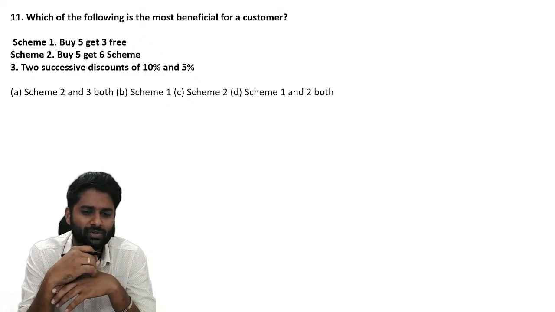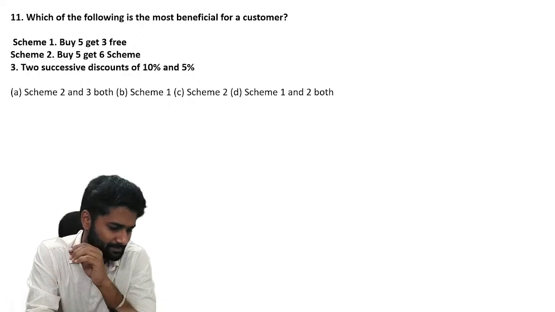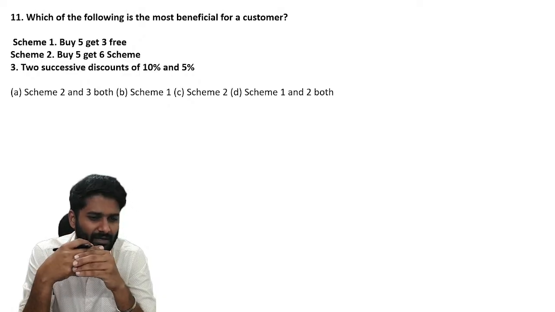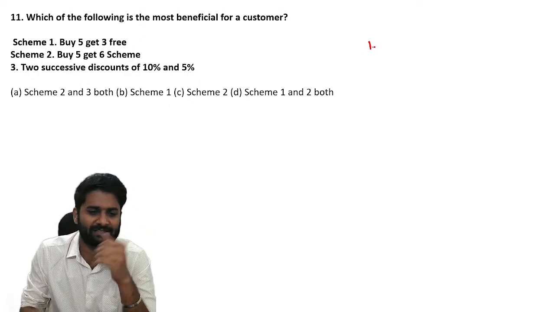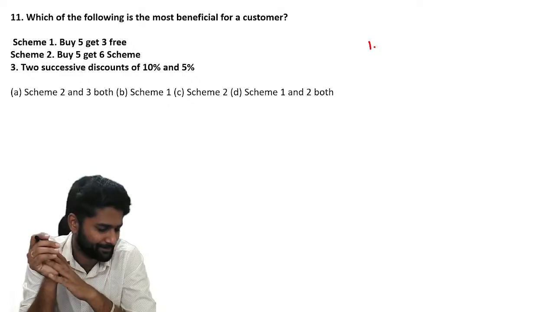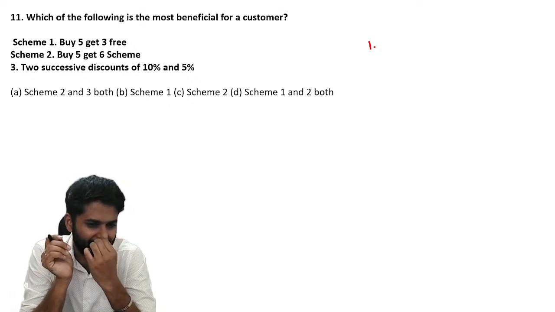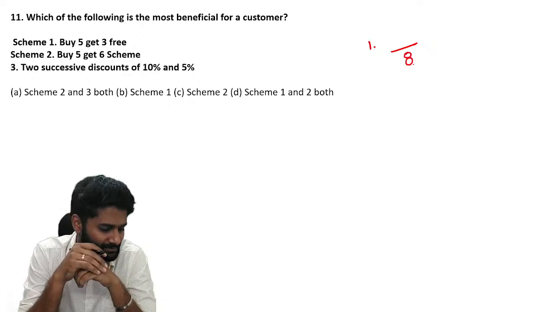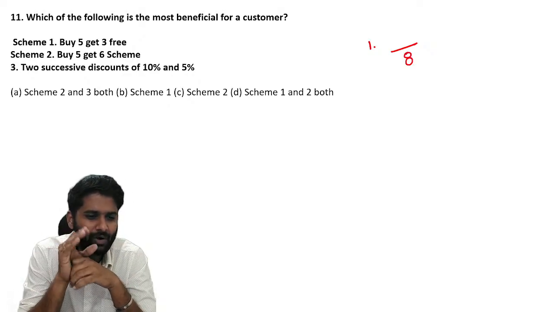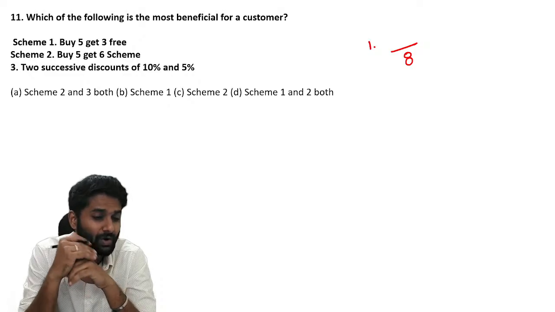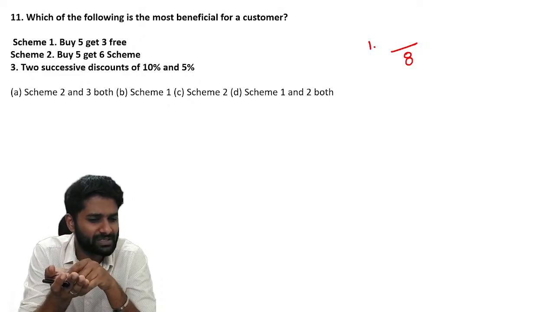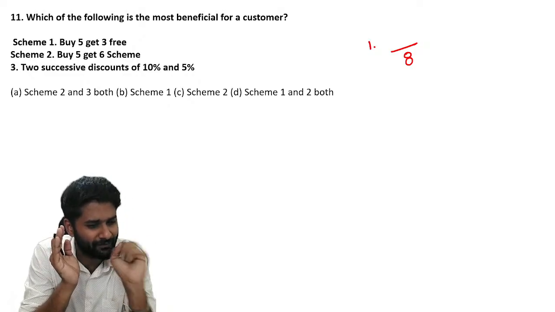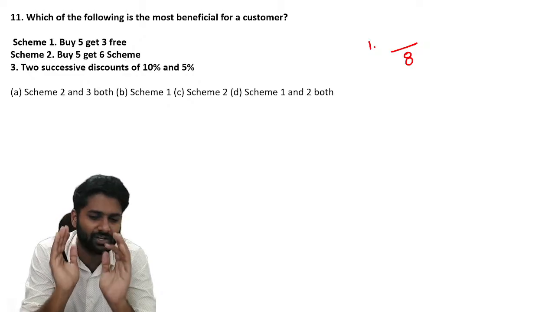Which of the following is most beneficial for a customer? Most beneficial for a customer. So we have three different schemes. Scheme one says buy five, get three free. Buy five, get three free means in total we have eight quantities. See, 5 plus 3, total 8 quantities. But you are paying for 5 items, and you get 3 units free. Means you have to pay for 5 units, but you will get 8 units. That's why the denominator is 8.